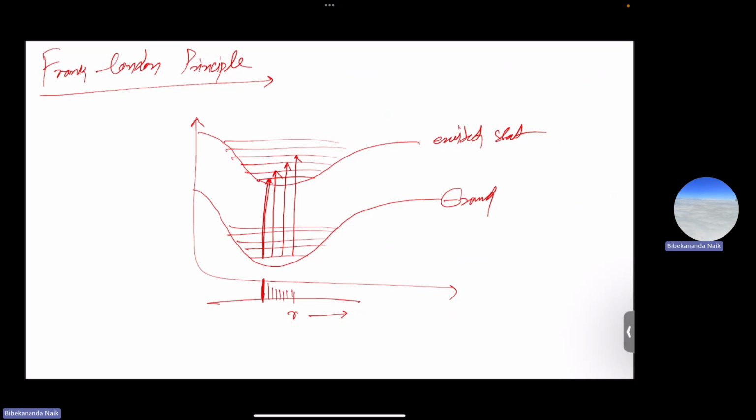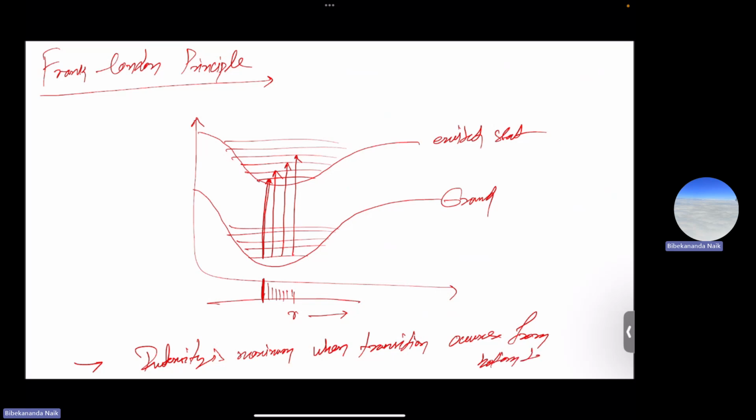So maximum intensity occurs only when the transition occurs from bottom to bottom.